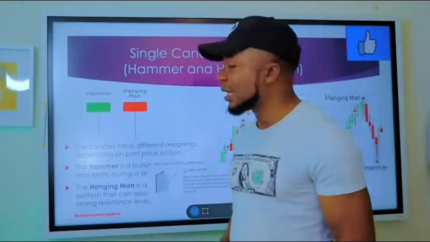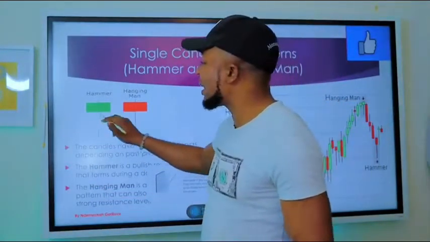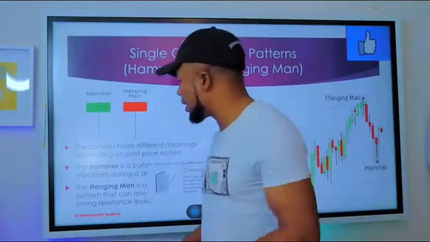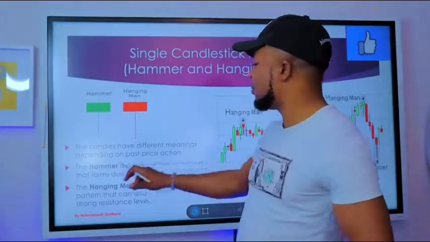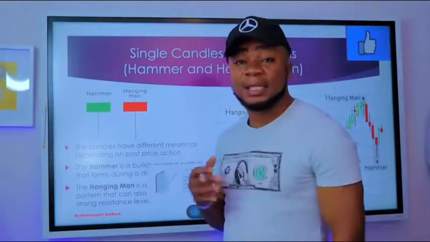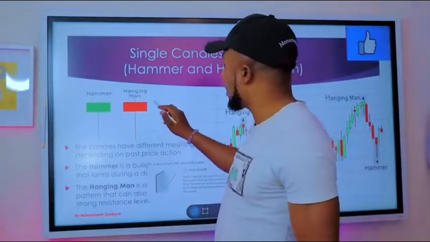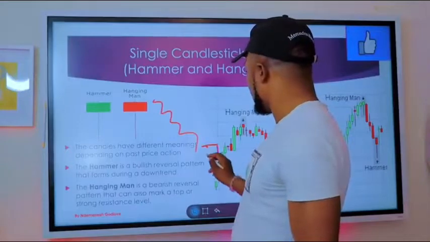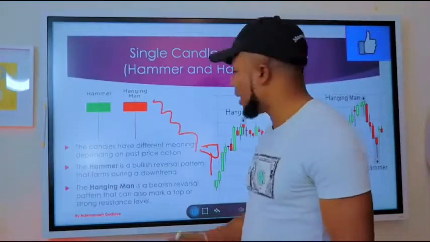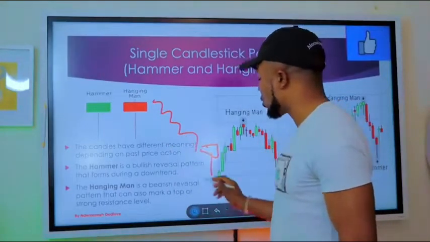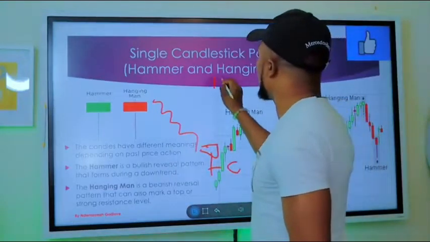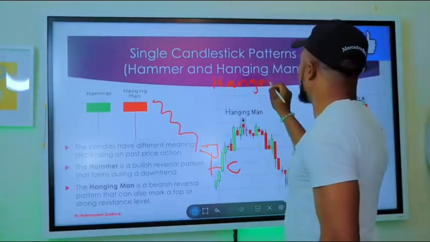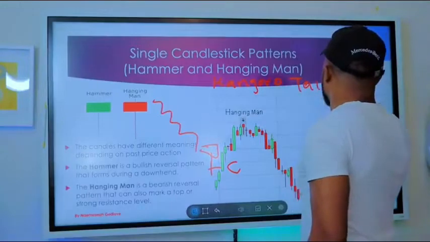So this one is very, very clear. It can be either bullish or bearish, because the candles have different meanings depending on past price action. For example, if the market is going down, and then at the end of the trend you see the hanging man, that is a clear indication. This hanging man is also known as the kangaroo, or the kangaroo tail. Maybe you've heard of this somewhere.